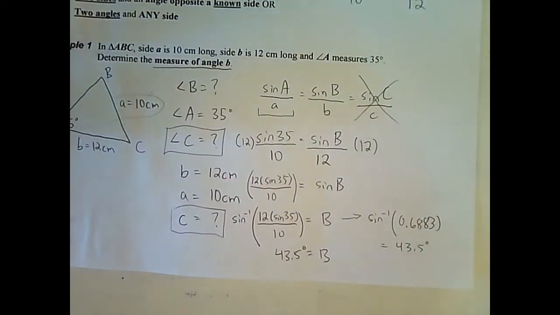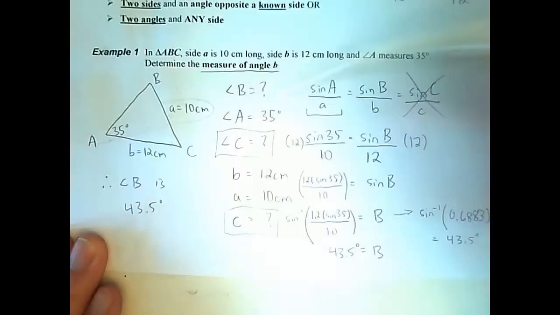But that's it for this question. We found the measure of angle B. We just have to write a therefore statement. Therefore, angle B is 43.5 degrees.